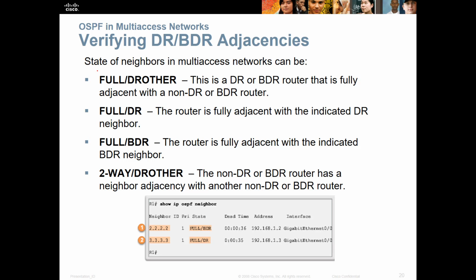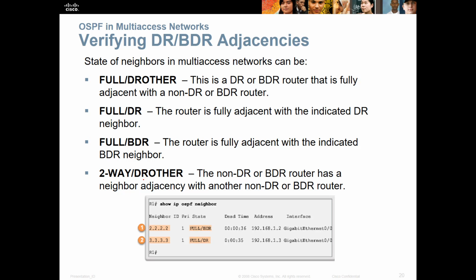It's going to be a full designated router other, designated router, backup designated router, or a two-way designated router other. The two-way is not so common, but these four are. If it's a full designated router, it has full adjacencies with the indicated DR neighbors. If it's a full designated or backup designated router, again it has full adjacencies with all of its neighbors. If it is a full designated router other, again it's fully adjacent with all other routers.